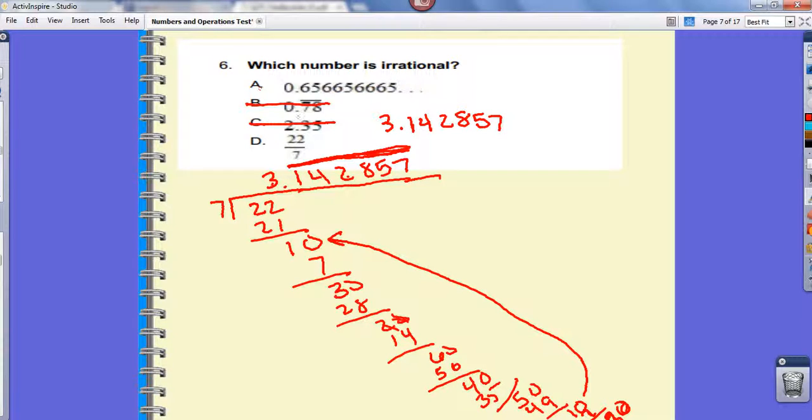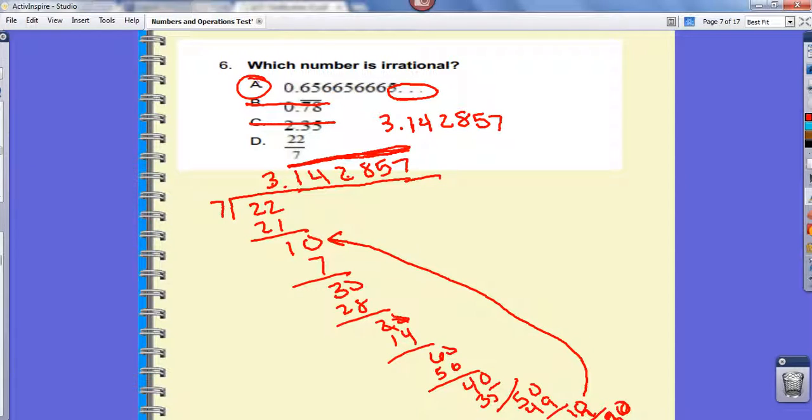Whereas if I look at A, there's no repeating pattern, but here's what I want you to look at. That dot dot dot. If there's no repeating pattern, a lot of times when you see the dot dot dot, that tells you it goes on, and there's really no repeating pattern. So in this case, A is the one that is irrational.